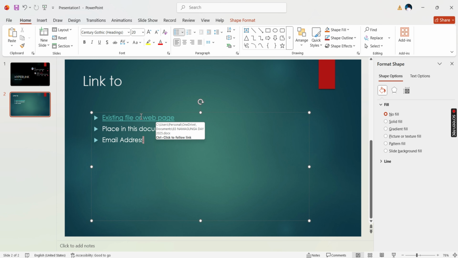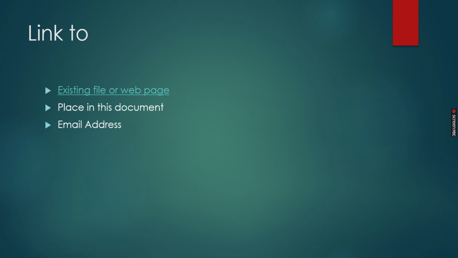You see, the color of the hyperlink text will change, and then it will be underlined, and when you point to it, it shows you the file path. You can see the file path there. Hyperlinks are inactive when you're not running the slideshow. So for us to test that hyperlink, click on slideshow so that you run the slideshow.